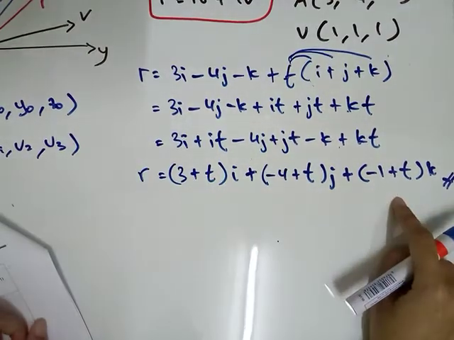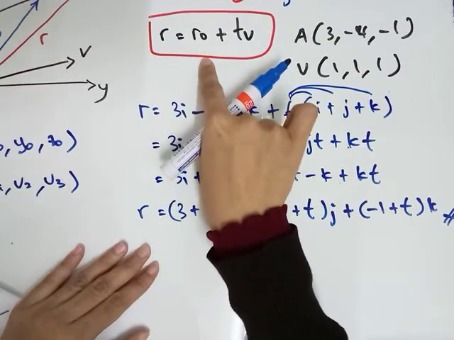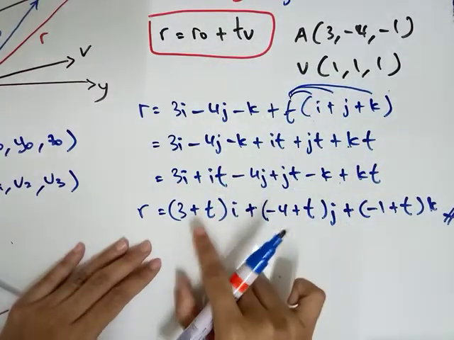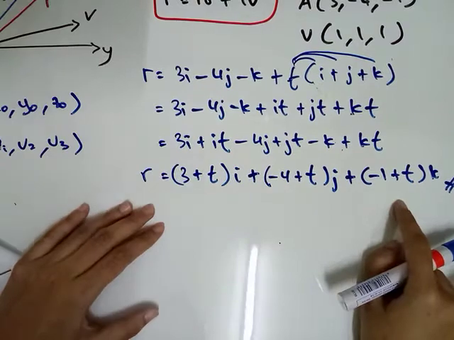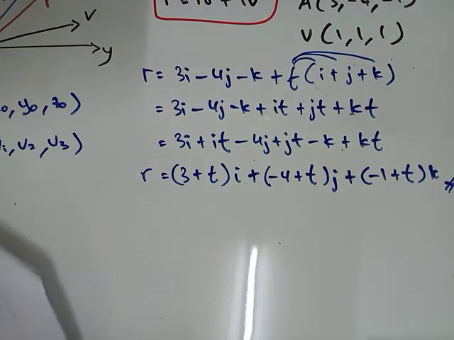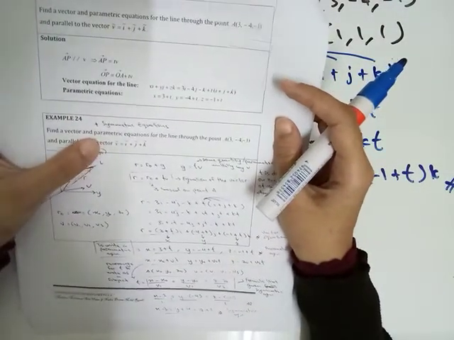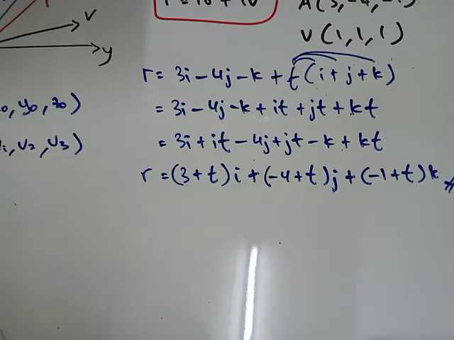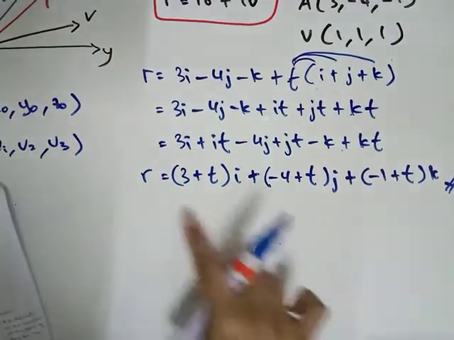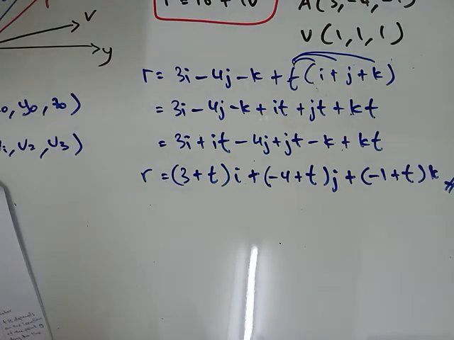Ini jawapan dia. Okay, from the starting equation yang kat sini, kita substitute the value and then kita simplifykan, faktorkan. This is the last answer for the vector equation. And then next, how to find the parametric equation. Parametric equation is from the vector equation. Okay, macam ni nak buat from vector equation ni.